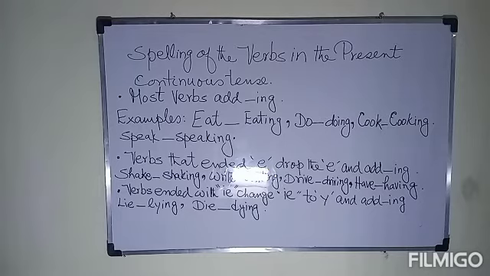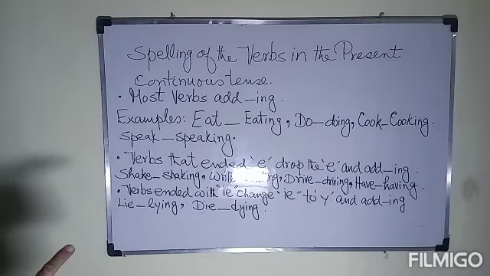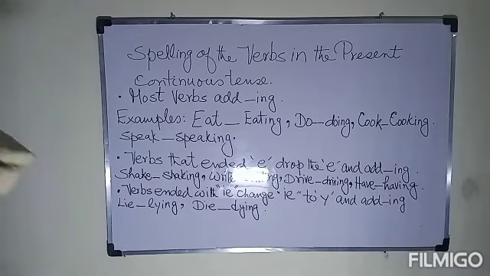And at the last, verbs ending with ie, change ie to y and add ing. For example, lie, lying. See here, lie. So what we wrote over here, that verbs ending with ie, we remove ie and add y and ing. Lie, lying. Die, dying. In the spelling of die, what we wrote, remove the ie and add ing. Die, dying. Okay?